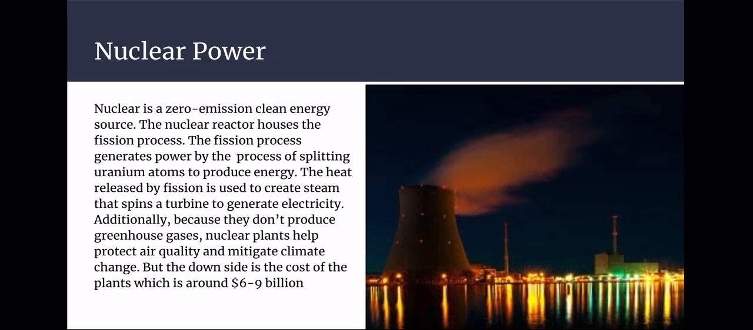The heat released by fission is used to create steam that spins a turbine to generate electricity. Additionally, because they do not produce greenhouse gases, nuclear plants protect air quality and mitigate climate change. But the downside is the cost of the plants, which is around $6 to $9 billion.